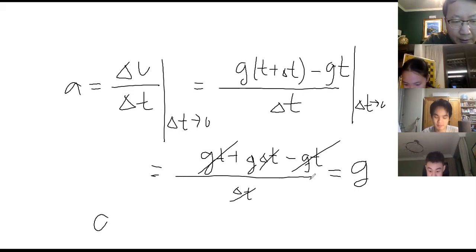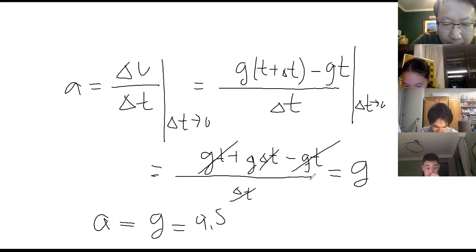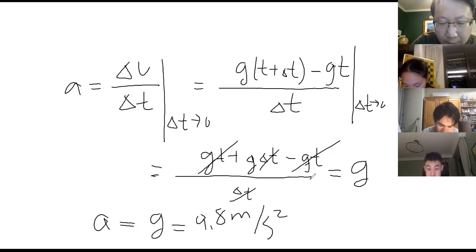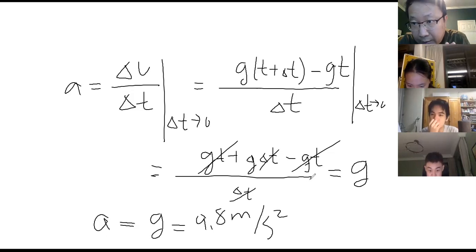So you see, acceleration is g, which is 9.8 or 10 meters per second squared. This basically says that when the distance function is 1/2 g times t squared, the acceleration is a constant g. That's called free fall. Of course, I don't need you to understand why it is 1/2 gt squared. You just know that if it's 1/2 gt squared, everything is correct.